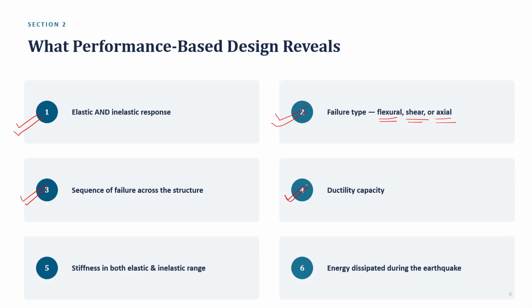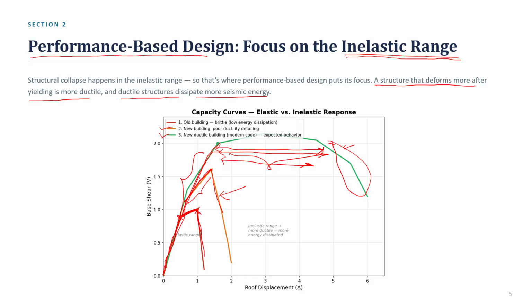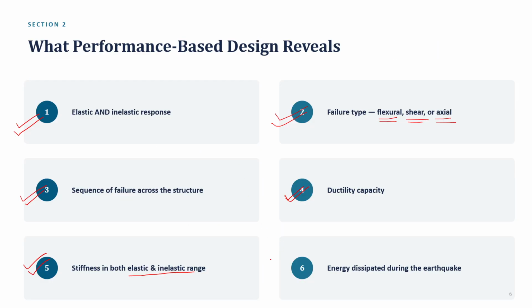Then ductility capacity. We can get the stiffness in both elastic as well as inelastic range because now we have the capacity of the structure. Then we can determine the energy dissipated during the earthquake. So all this information we can get from performance based design, which is not possible in strength based design.